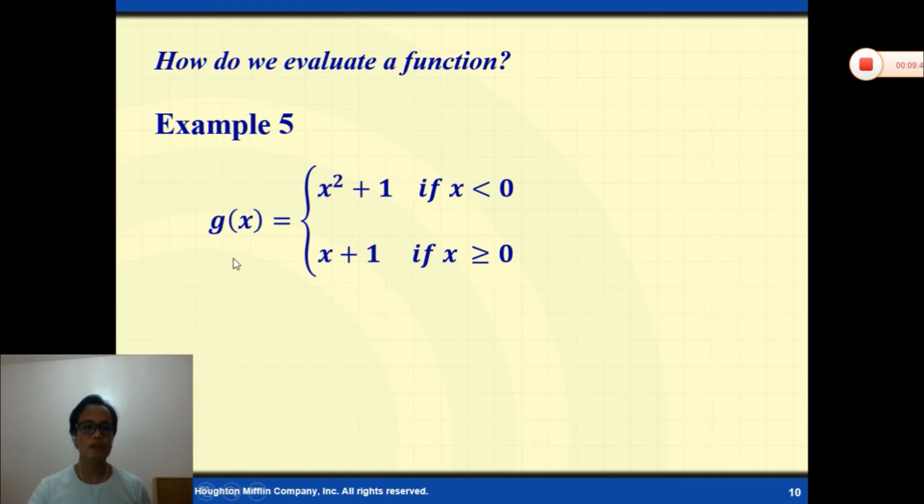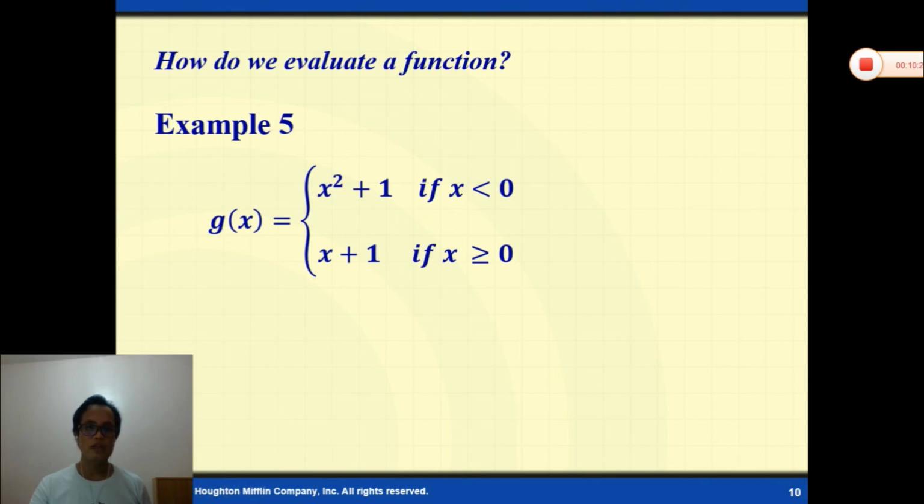For this example, g of x is equal to x squared plus 1 if the domain is less than 0. That means the allowed domain for this function are those values which are less than 0. So meaning we cannot use values greater than 0 for this function. The same thing happens for the second function, x plus 1, where the domains are greater than or equal to 0. So that means values which are less than 0 for this function are not allowed.